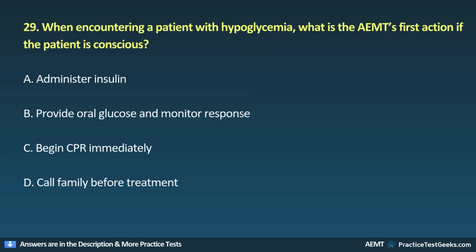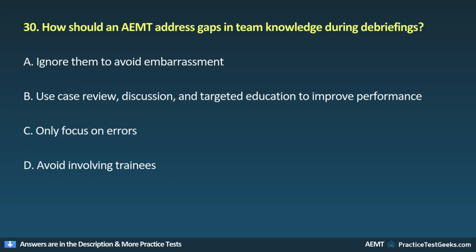A. Administer insulin. B. Provide oral glucose and monitor response. C. Begin CPR immediately. D. Call family before treatment. 30. How should an EMT address gaps in team knowledge during debriefings?